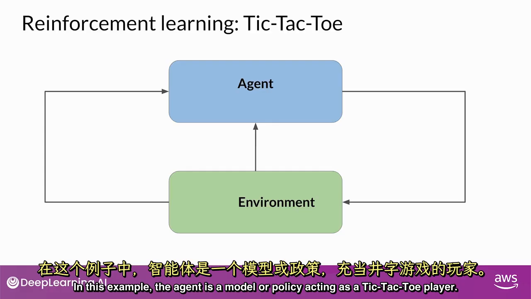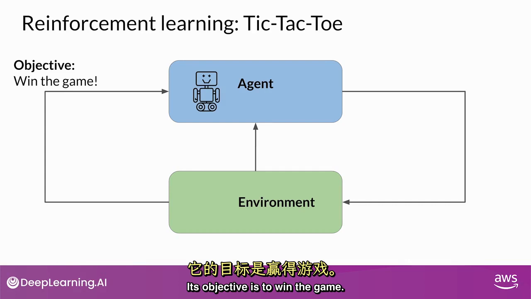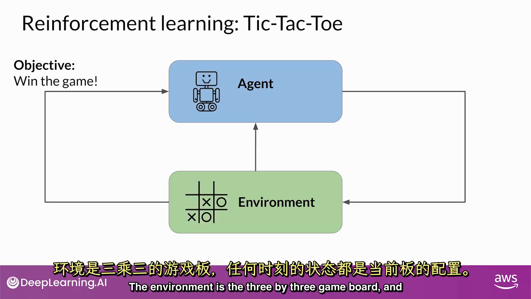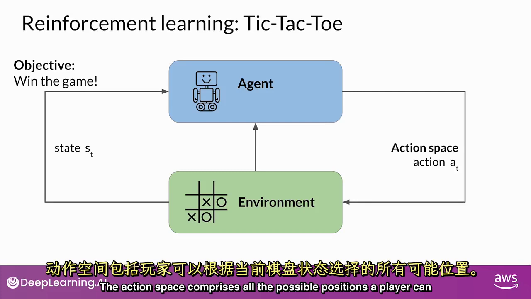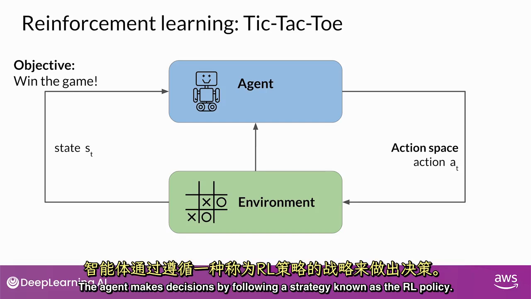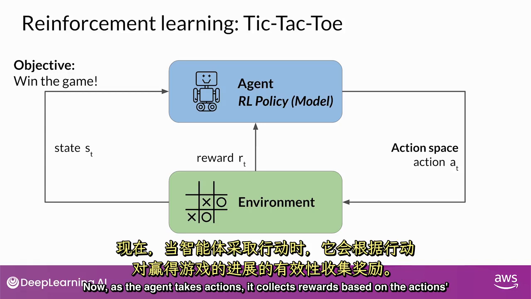Let's take a look. In this example, the agent is a model or policy acting as a tic-tac-toe player. Its objective is to win the game. The environment is the 3x3 game board, and the state at any moment is the current configuration of the board. The action space comprises all the possible positions a player can choose based on the current board state. The agent makes decisions by following a strategy known as the RL policy. Now, as the agent takes actions, it collects rewards based on the action's effectiveness in progressing towards a win.